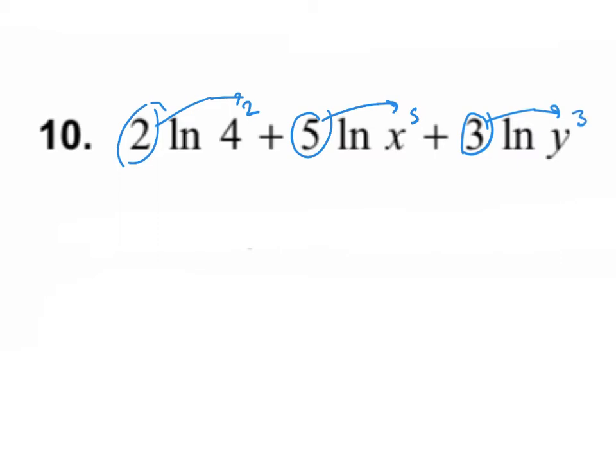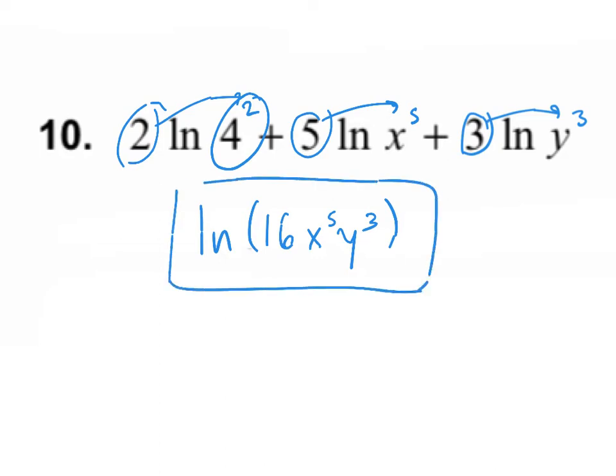What else can we do? Multiply them. So we have ln, what is 4 squared? 16. And then times x to the fifth power times y cubed. Again, if you want to put parentheses, if you don't want to put them, it's fine. Same thing. Any questions here?